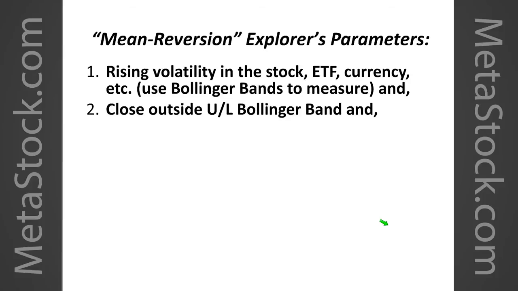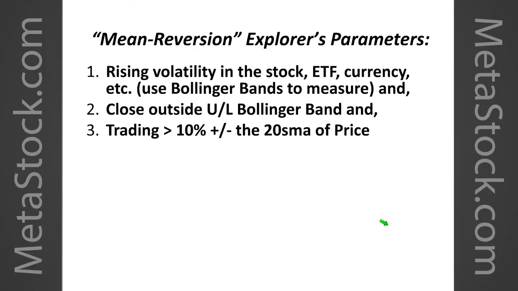Number two, we're looking for a close outside of either the upper Bollinger Band, which means we're looking at a short setup, or outside the lower Bollinger Band, which means we're looking at a long setup. And in combination with that, we're looking for price to be trading outside of the Bollinger Band greater than 10% away from the 20-period simple moving average of price. So either 10% above or 10% below.